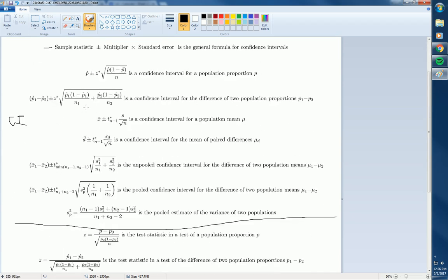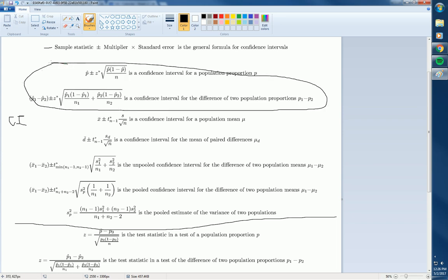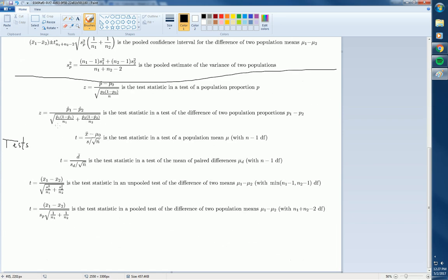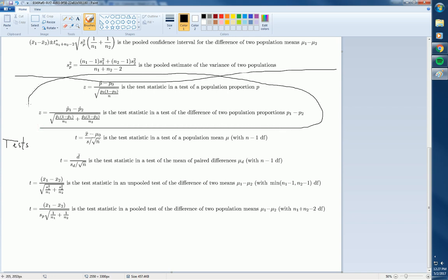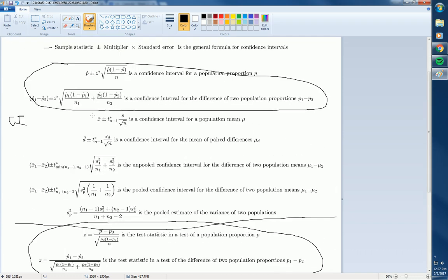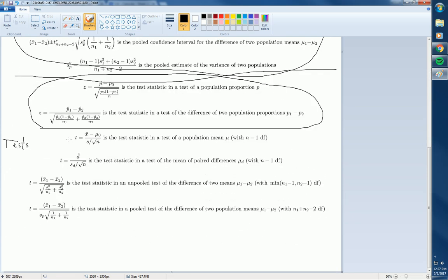And then within confidence intervals, it looks like the first two give you confidence intervals for proportions, and within tests, the first two give you tests for proportions. And then you have the next 5 formulas which pertain to means, and the next 4 down here which pertain to tests of means.